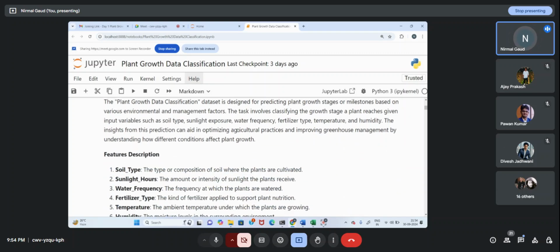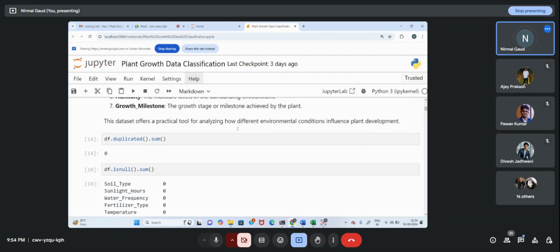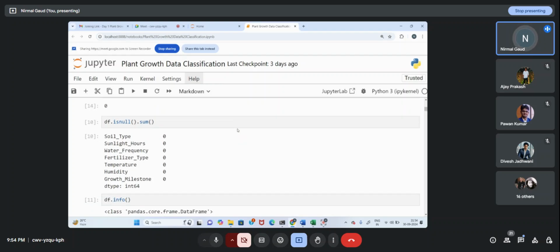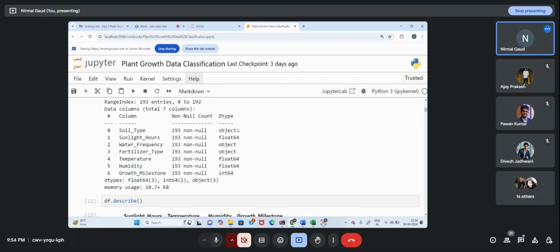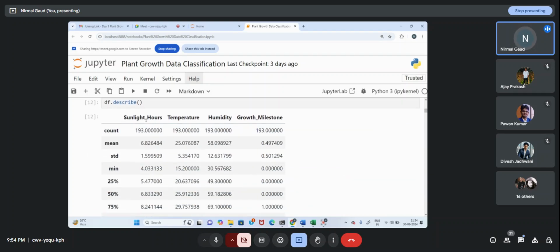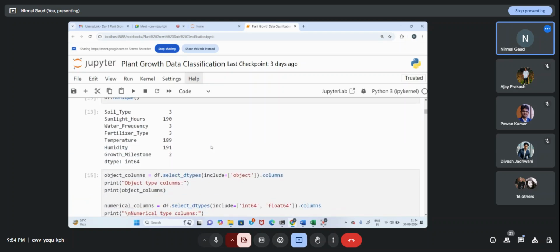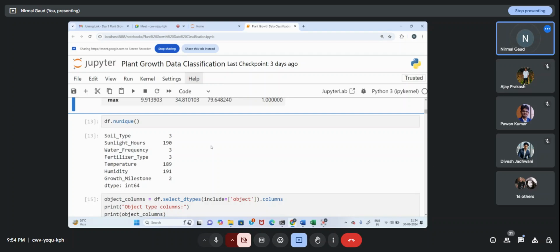Okay, and the dataset overview I have already explained here. I also included it in your project in this particular notebook. Okay, duplicates, there are none. Null values, there are none present in the data. If you print the information, I've already told you that there are object types, floating and integer values present in the data. Description is only for the numerical features present in the data. And here is the number of unique values present in the data.